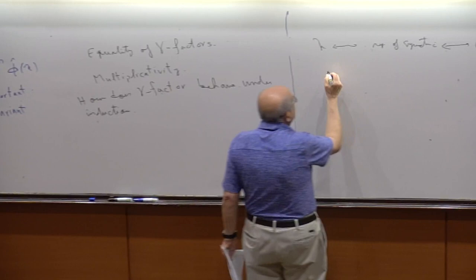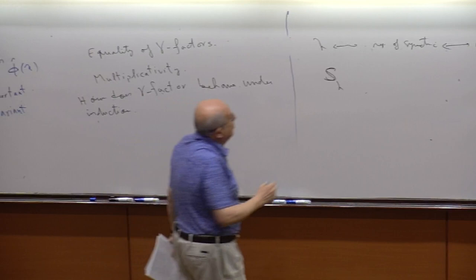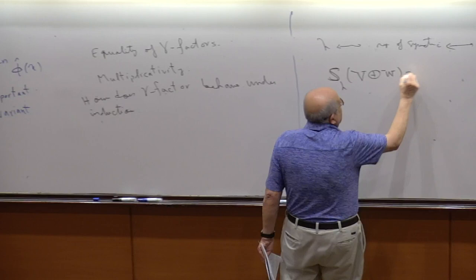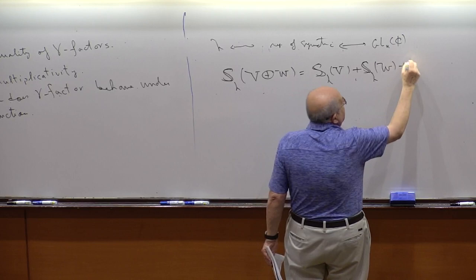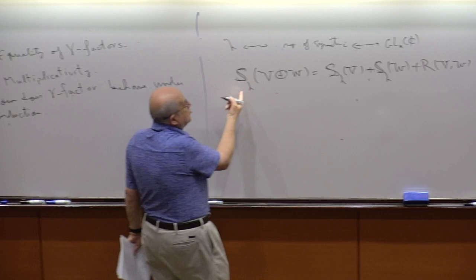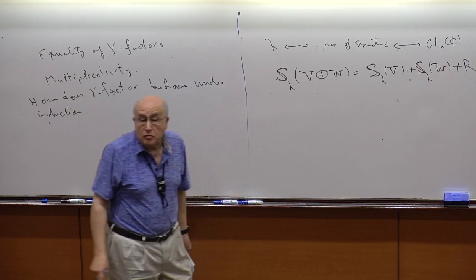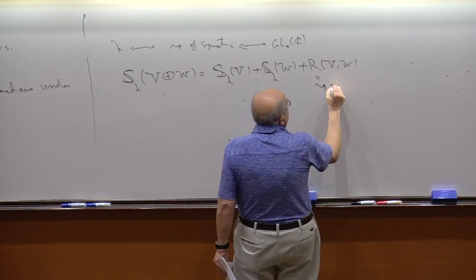And then the nice thing is that to this you can define the so-called Schur functor. The Schur functor has the property that if you take two vector spaces V and W and add them up, then S_lambda acts on V plus W, and you will have a remainder. If this was the symmetric square, the remainder would be the symmetric square of V, symmetric square of W, and the remainder would be V tensor W. So that's a representation of V and W.